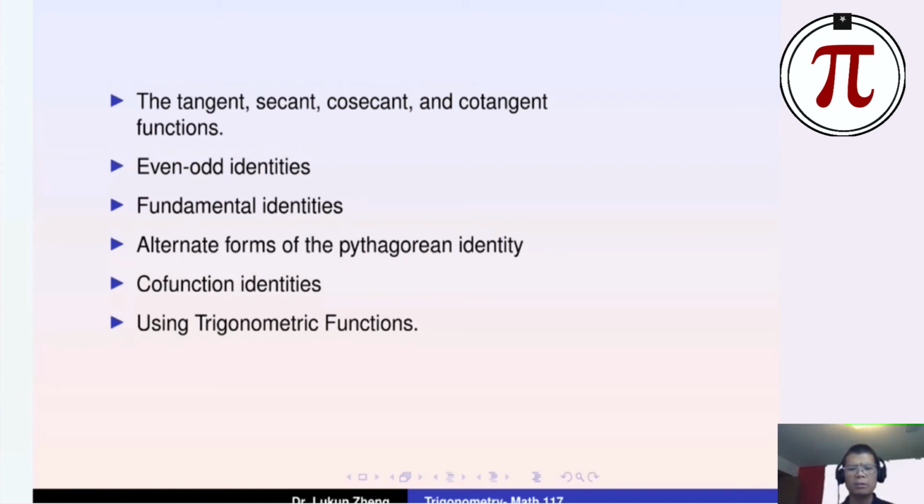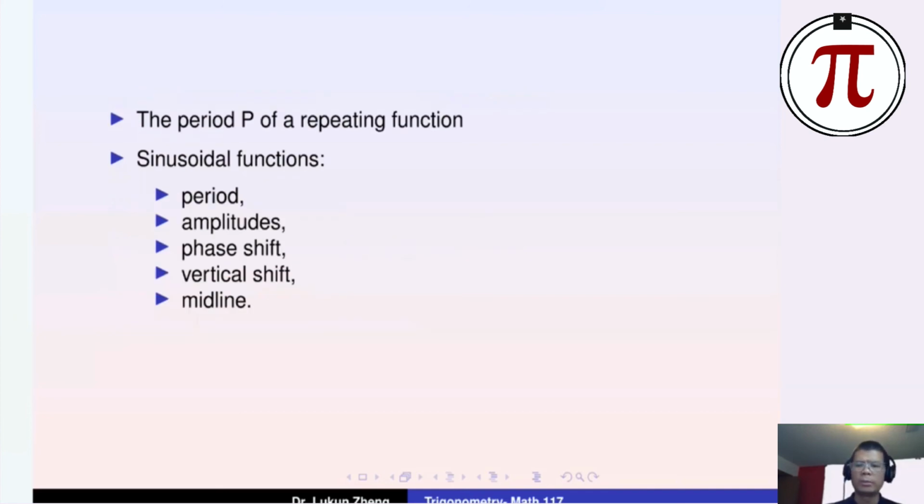And alternative forms of the Pythagorean identity, co-function identities. Oh gosh, sorry, I forgot to remove these two. Well, anyway, sorry about that. Okay, so that's it. That's going to be sections 1 through 4 in chapter 1. We did all these in chapter 1, actually, a lot of material there.